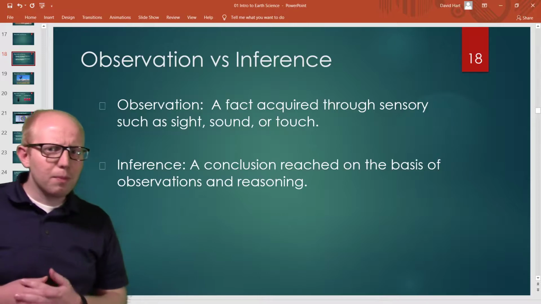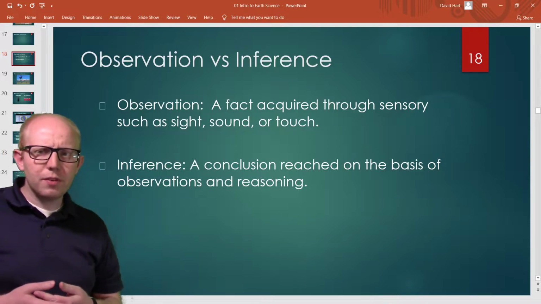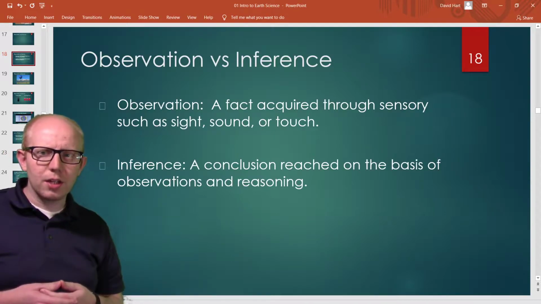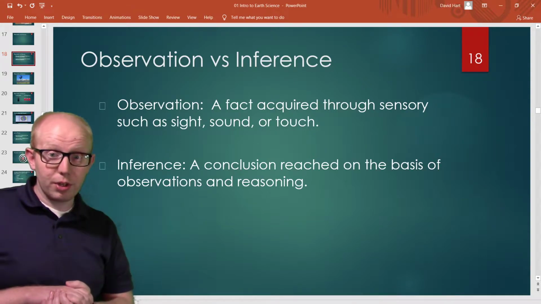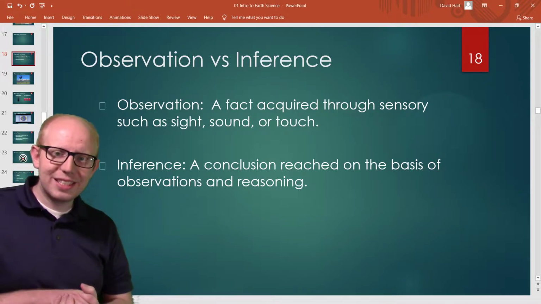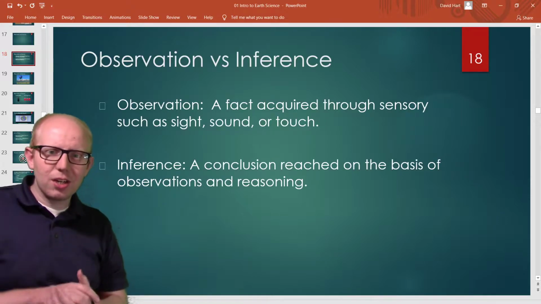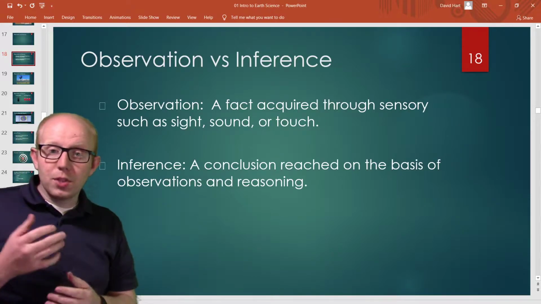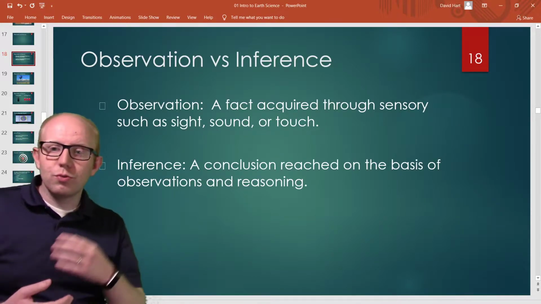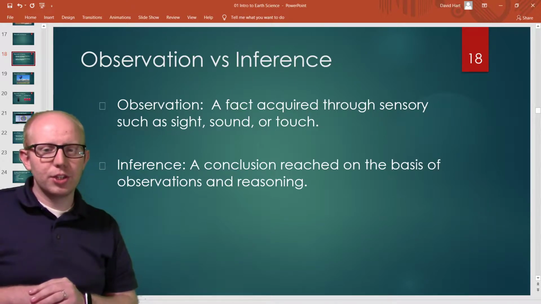When we're talking about an observation, we're talking about some fact that we can acquire directly through sensory or some kind of measurement. So something we see or something we hear, etc. But when we're talking about an inference, it's some kind of conclusion we reach based on that observation.